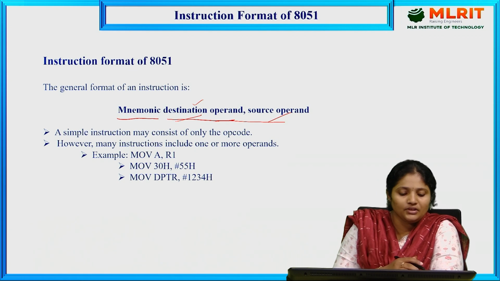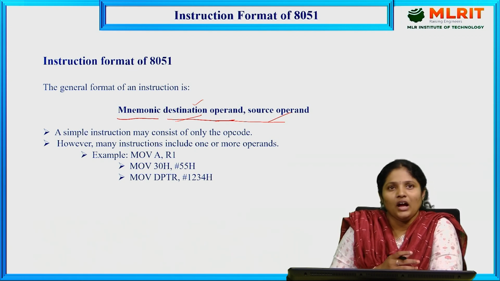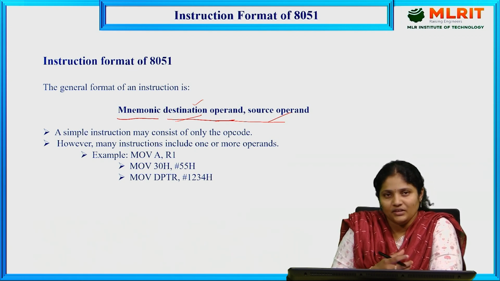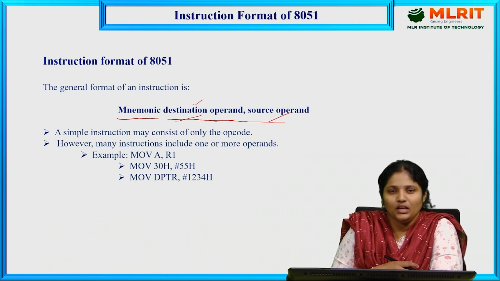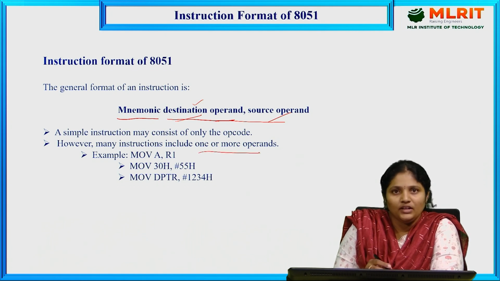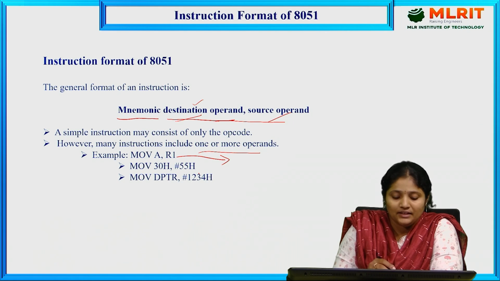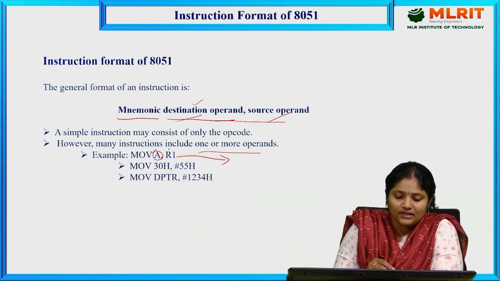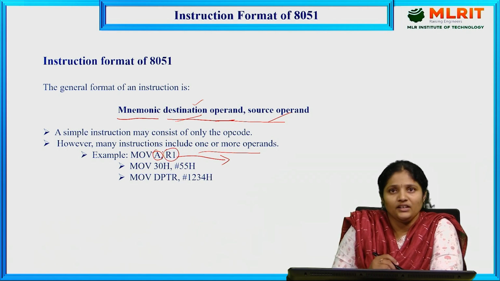So coming to the instructions. How many types of instructions can we write using the 8051 microcontroller? Basically there are many instructions in the 8051 microcontroller, but the instructions are specified based on their length, by taking one or more operands. Let's consider this example. In this particular example there are two operands. The first one is the destination operand and the second one is the source operand.